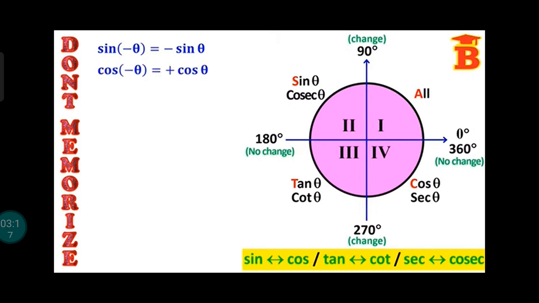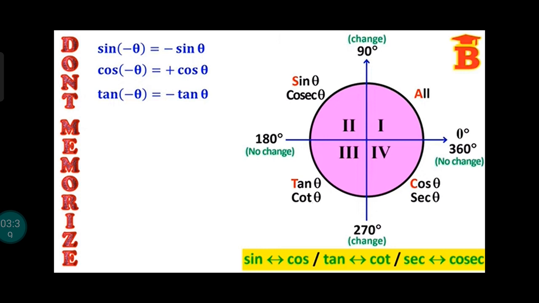Cos of minus theta equal to, in fourth quadrant cos is positive, so plus, no change. So cos theta. Tan of minus theta equal to, in fourth quadrant tan is negative, so minus, no change. So minus tan theta.